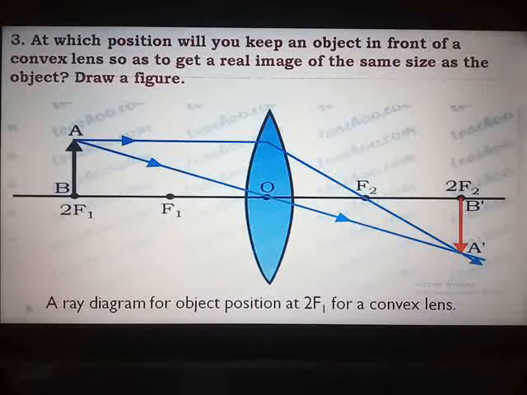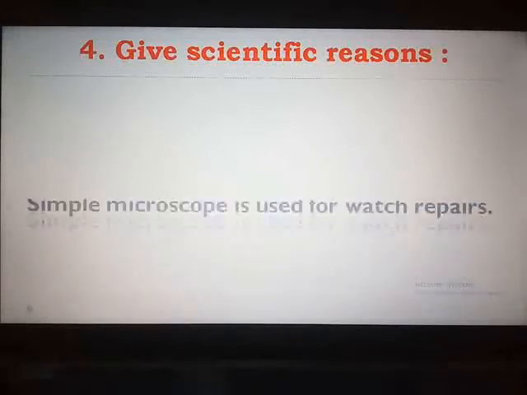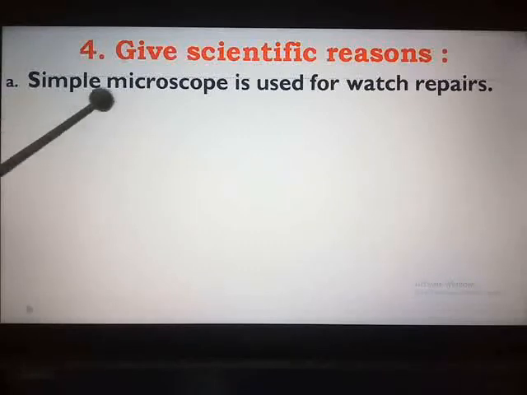We move on to the next question, that is question number 3. Very important. Give scientific reasons for the question which decides the quality of your paper. Be ready with pencils. Question number 4a. Simple microscope is used for watch repairs.